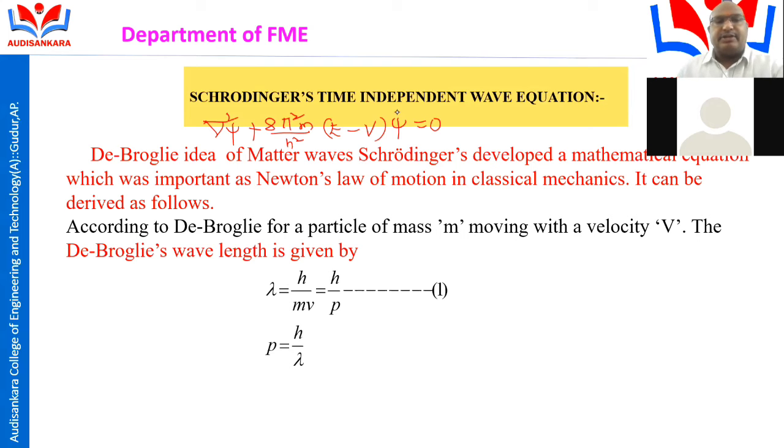So, my dear students, based on de Broglie's idea of matter waves, Schrödinger developed a mathematical equation which is as important as Newton's law of motion in classical mechanics. It can be derived as follows. According to Louis de Broglie, for a particle of mass m moving with velocity v, the de Broglie wavelength lambda is equal to h by mv, that is, h by p. So lambda is equal to h by p, then p is equal to h by lambda.